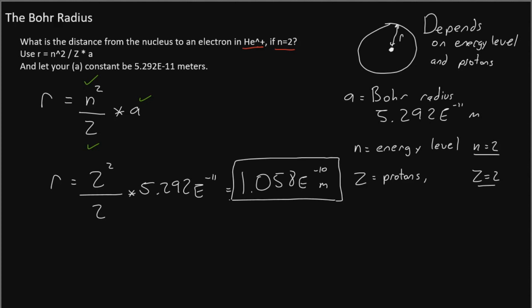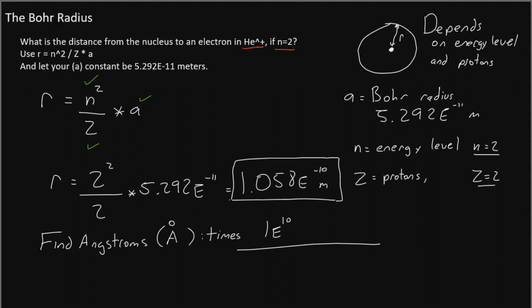Some questions might ask you to find the number of angstroms rather than meters. Angstroms will be represented with an A with a circle over it. To get that, all we need to do is multiply our answer in meters times 1 times 10 to the 10th power. If we do this operation, the E10 and the E negative 10 will cancel out, leaving us with 1.058 angstroms.